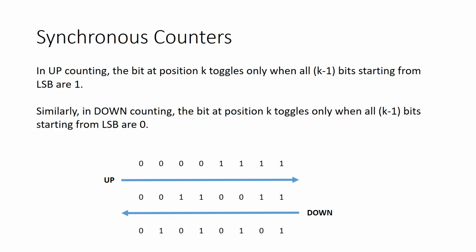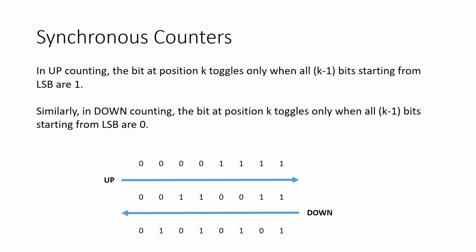But more useful is to understand this thing. This is when we are moving from normal counters to synchronous counters. We understand how the counting operation takes place. When does the bit change? That is what we are trying to understand here. When does the bit toggle?